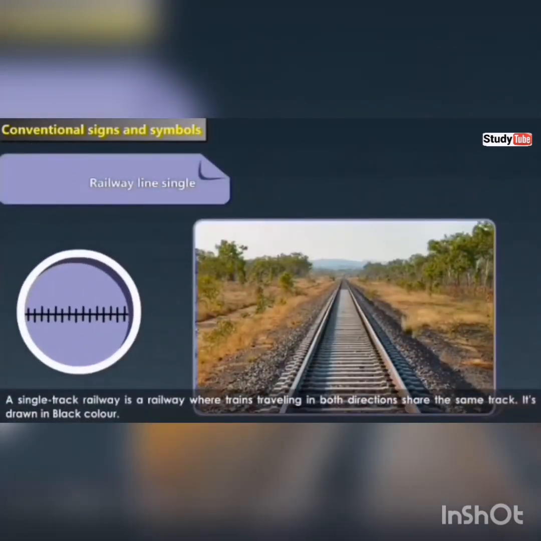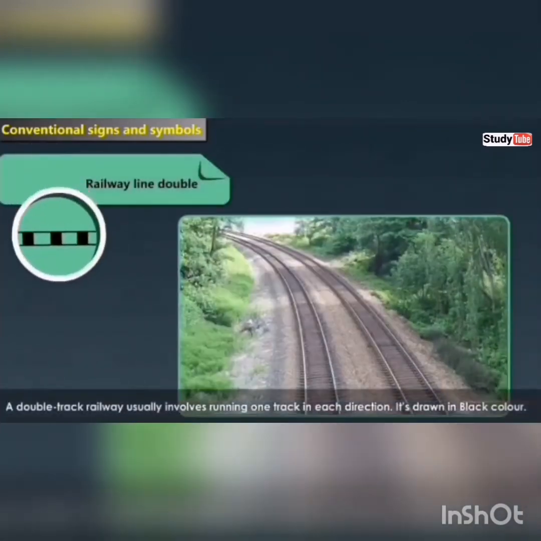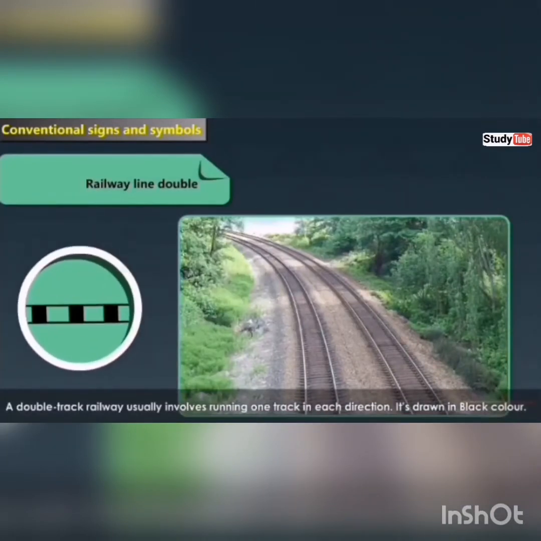Railway line single. A single track railway is a railway where trains traveling in both directions share the same track. It's drawn in black color. Railway line double. A double track railway usually involves running one track in each direction. It's drawn in black color.